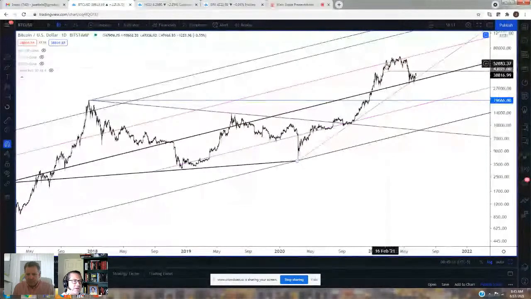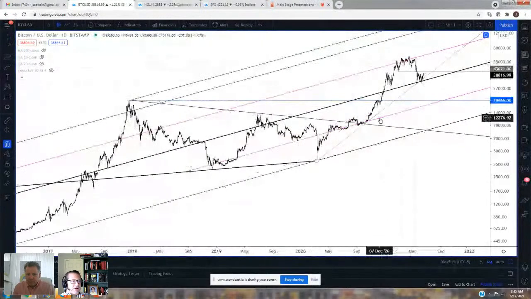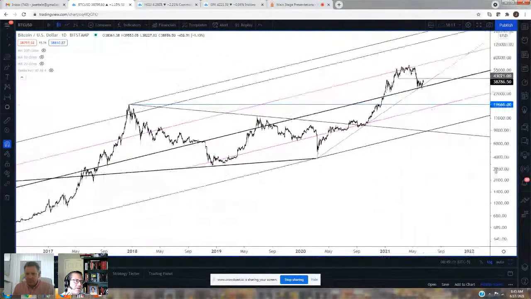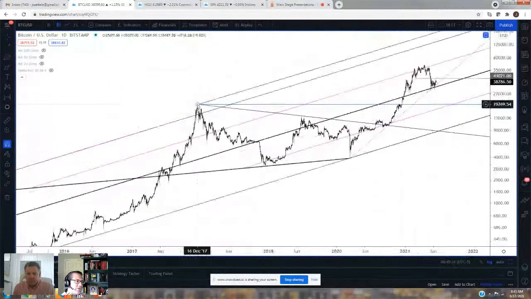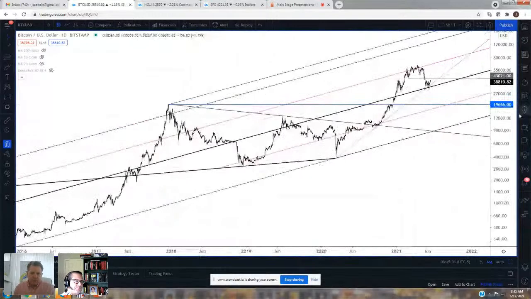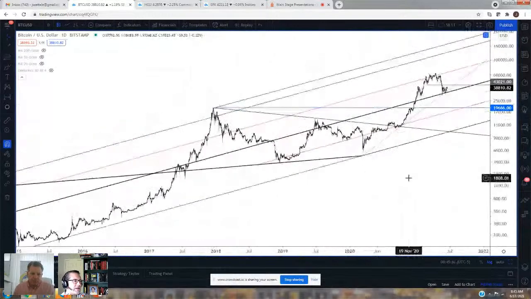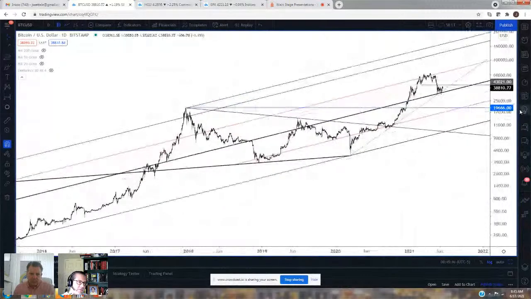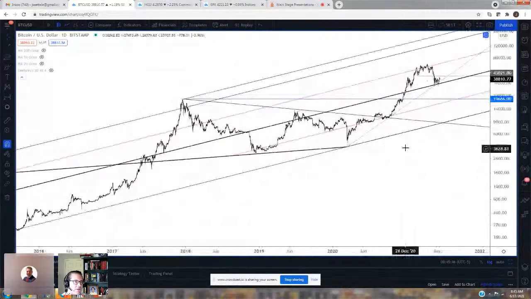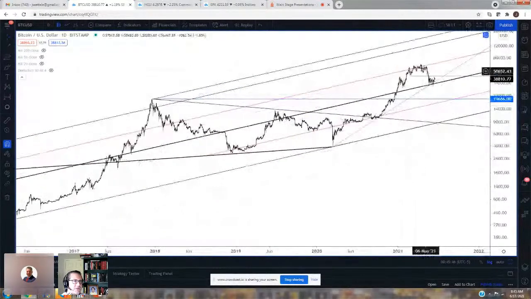Now we were up there, and we put in a big top. I'm going to stick with this call, if you will, that at some point we're going to go back to the 25 line, which happens to intersect that old high from December 2017 near 20,000. So, aside from any philosophical feeling you may have about Bitcoin or crypto, we are looking for just a price chart trading symmetrically between the 25 and the 75 line.